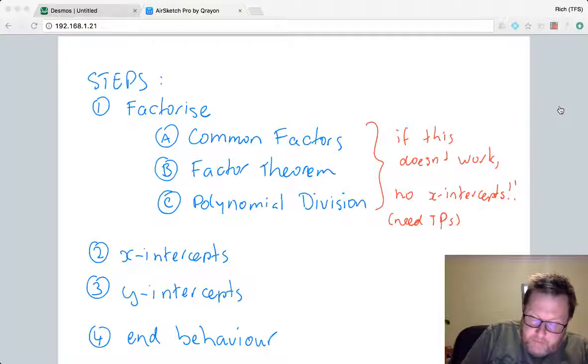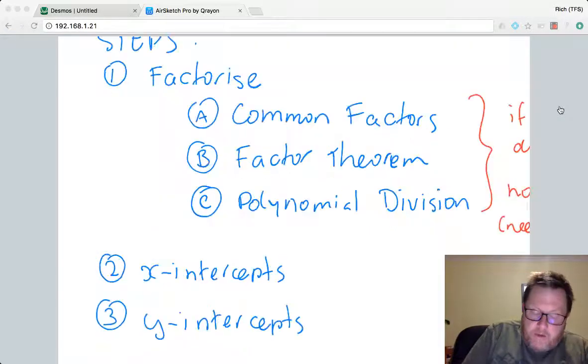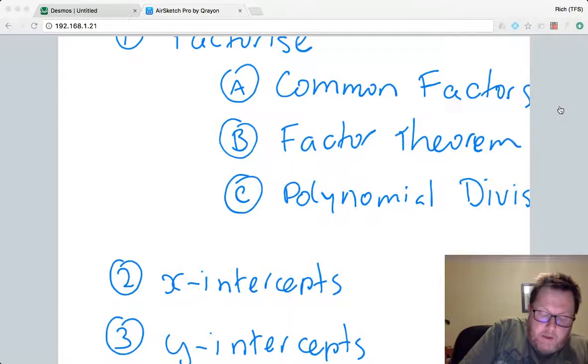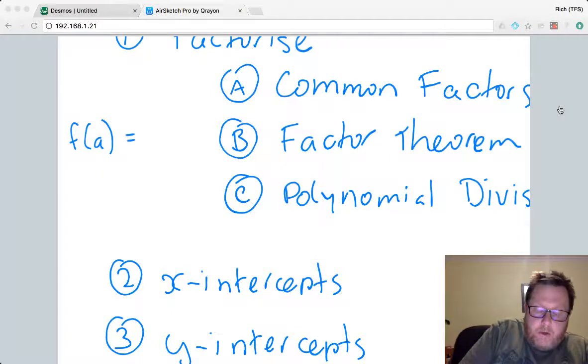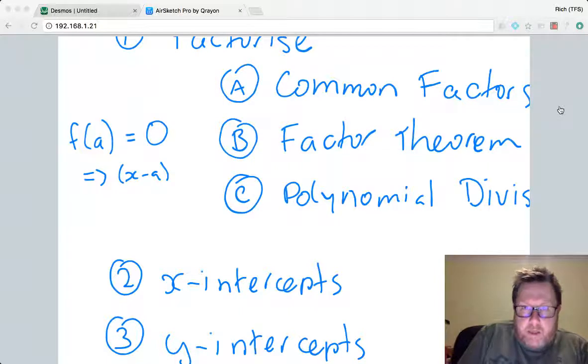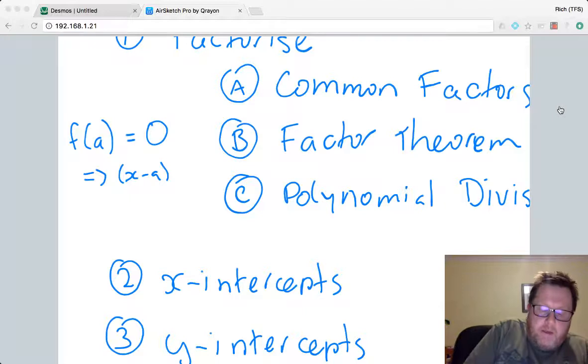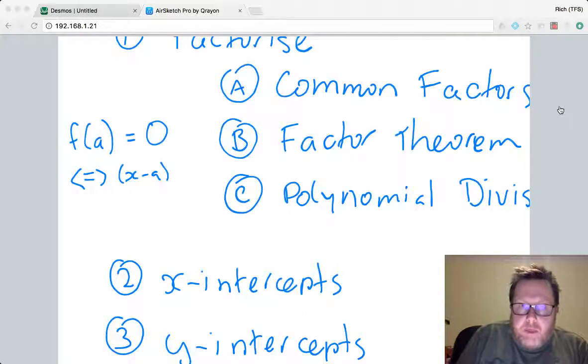I'll just go to the previous page to do that. So we're looking at the factor theorem here. The factor theorem simply says that if I have a value a substituted in for x, and the polynomial, in this case f of x, results in 0, then it must be that x minus a is a factor. It also is true that if x minus a is a factor, then f of a will be equal to 0. So I can put an arrow on either side of that equal sign to say it goes both ways. That's the factor theorem in a nutshell.